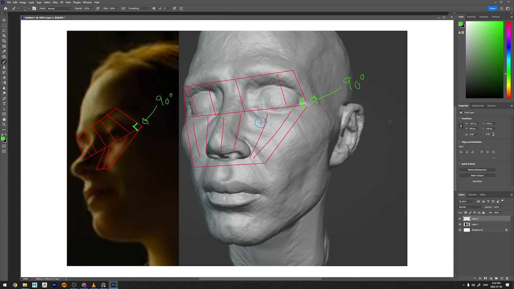This is also something that I am paying attention to. When I'm looking at my references, I'm always trying to observe the relationship between some of the planes, the angles between some of those planes, and then afterward I look at my 3D model and make sure that I'm there as well.